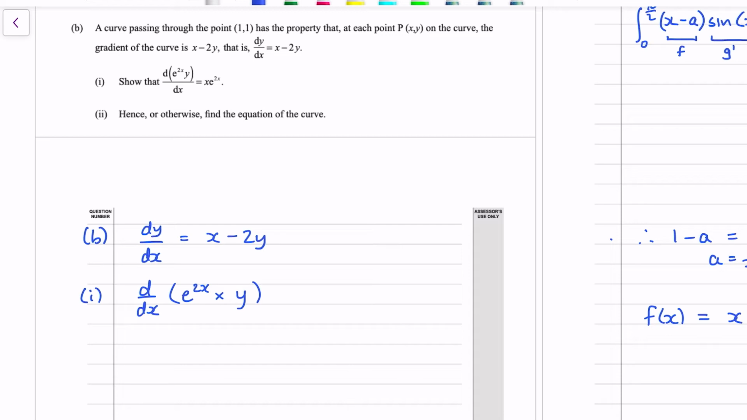Okay, that's a product. So to differentiate a product, we need to differentiate the first thing times by the second thing, plus differentiate the second thing, y differentiates to dy dx, times the first thing, factor the e to the 2x out. Turns out I can't differentiate properly, e to the 2x differentiates to 2e to the 2x, my bad.